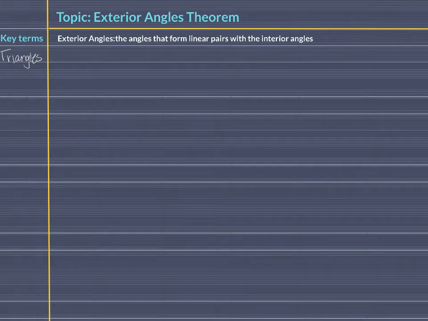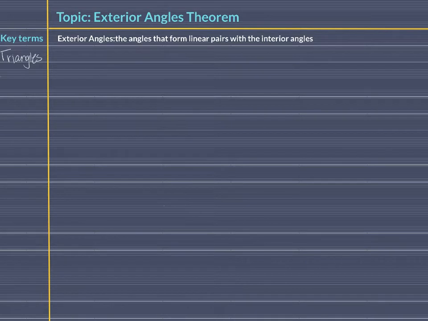In this video, we're going to discuss the exterior angles theorem, but before we do that, we need to make sure we understand what exterior angles are. And for this, we're going to use two definitions. We're going to use our definition of linear pair and our definition of interior angles. Exterior angles are the angles that form linear pairs with interior angles.